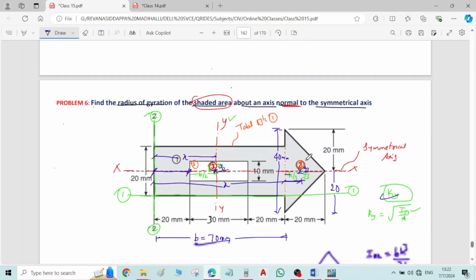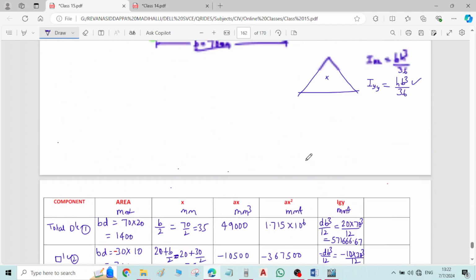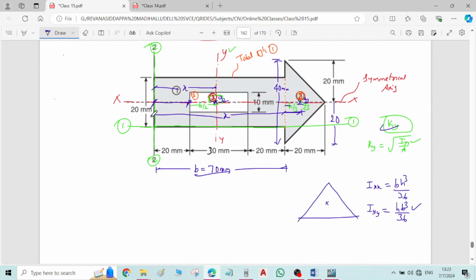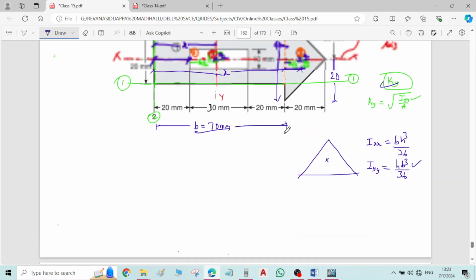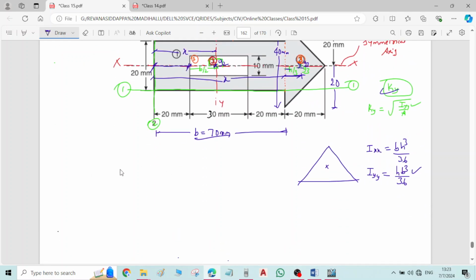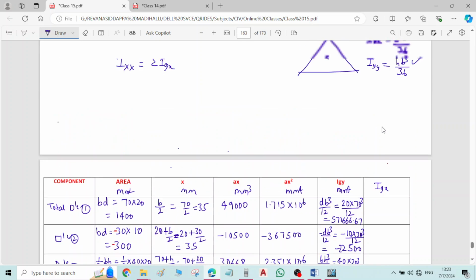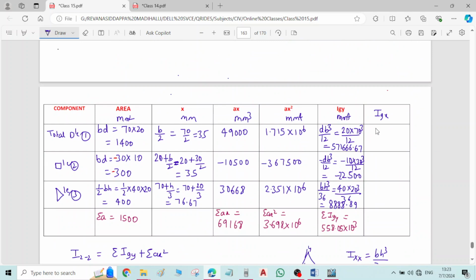And one more input I wanted to give. In the same problem, if it is asked to find moment of inertia about x-axis also, means moment of inertia about the symmetrical axis also. As the figure is symmetric about x-axis, Ixx is equal to sigma IGX. Means here you need to add one more column, IGX column.